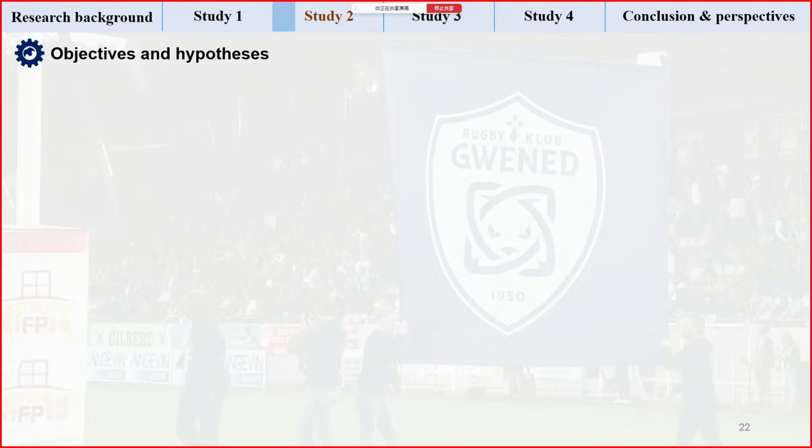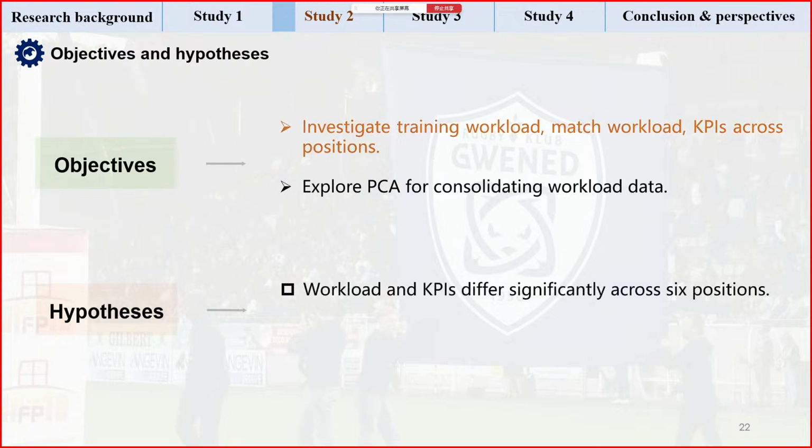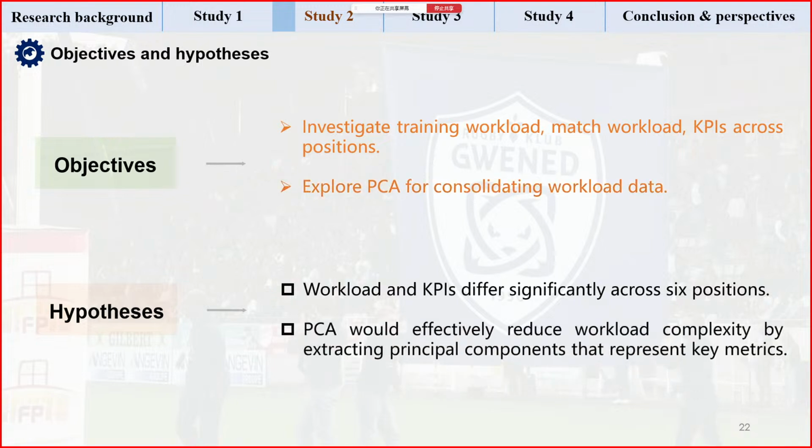The goal of this study is to investigate training load, workload, match workload, and KPI among players in different positions, and to explore the application of PCA in consolidating workload data for better understanding of positional demands. We hypothesize that players in 6 positions will show differences in training load, match workload, match demands and KPI. And additionally, PCA would effectively reduce workload complexity by extracting principal components that present key metrics.